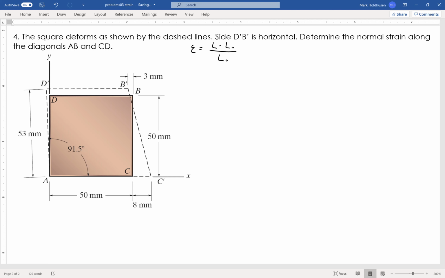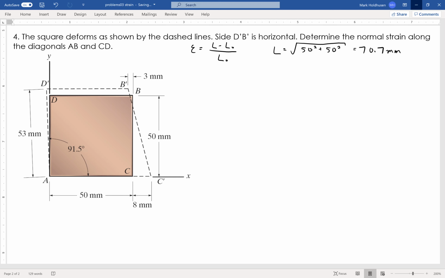For this, it's a square, so the original length is going to be the square root of 50 squared plus 50 squared, just using the Pythagorean theorem on that diagonal. So that diagonal is 70.7 millimeters. That's the initial length of the diagonal, so I'll need that for both problems here.